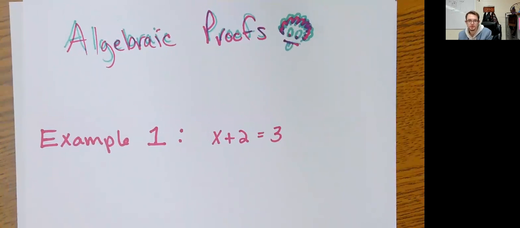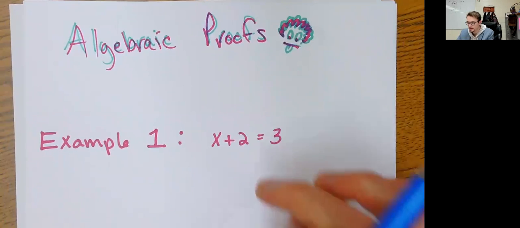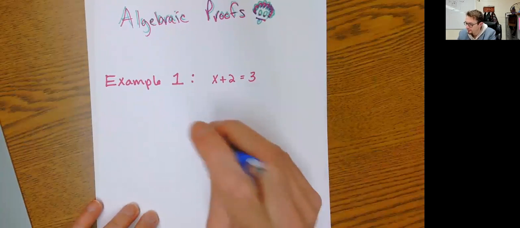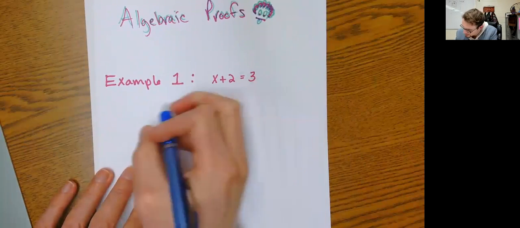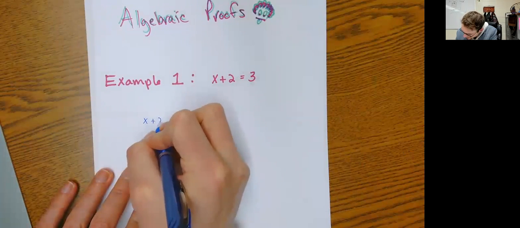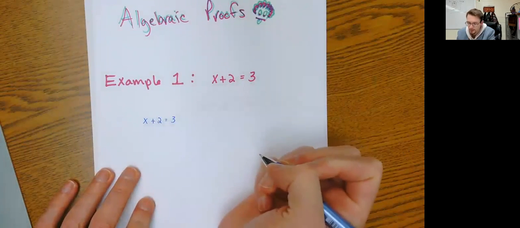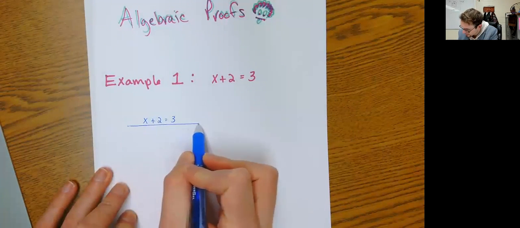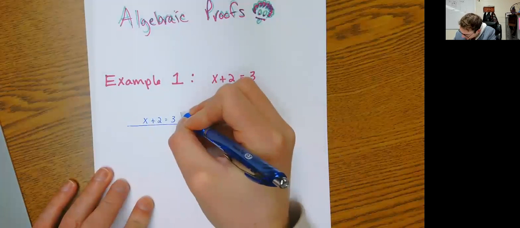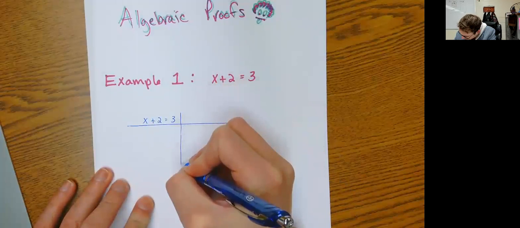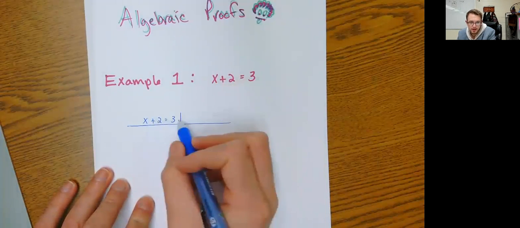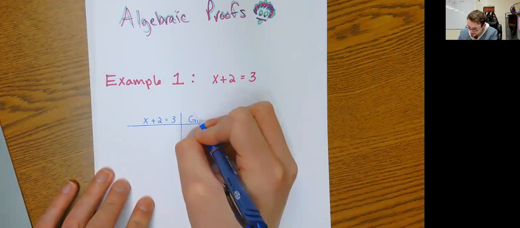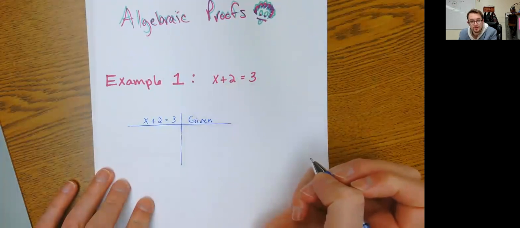So what we're going to do is we're going to create some algebraic proofs using this first example. Example 1, we're going to use this equation. So we're going to have x plus 2 equals 3. Well, if I'm creating a t-table, what is the reason that I'm allowed to put this in my proof? It was given to me. That's the reason. It was given, right?